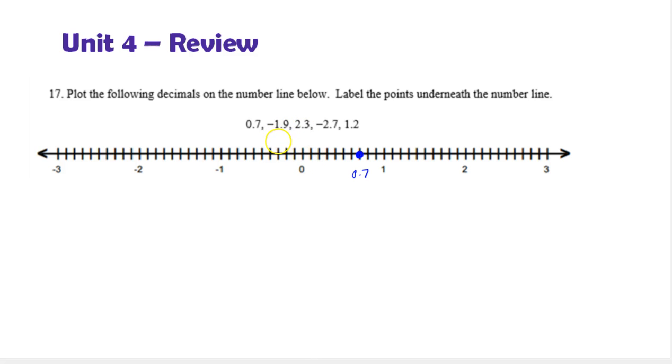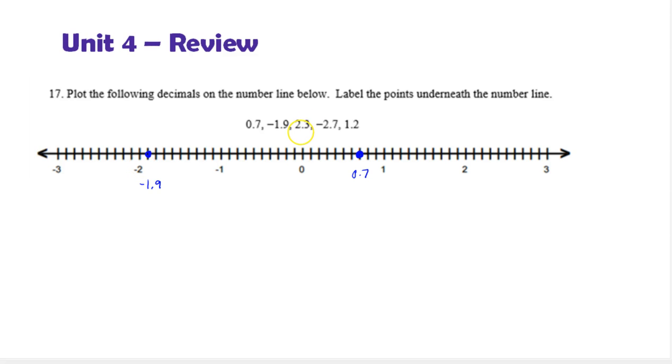Okay, next we have negative 1.9. So I'm going to start at 0. I'm going to go negative 1, and now I'm going to go 0.9 more. So 1, 2, 3, 4, 5, 6, 7, 8, 9. I'll label that a little bit lower. And notice this is a trick that you can use sometimes. I would have gone to negative 2 and said negative 1.9 is 1 less. Then there's a lot less counting to do or place to make errors.